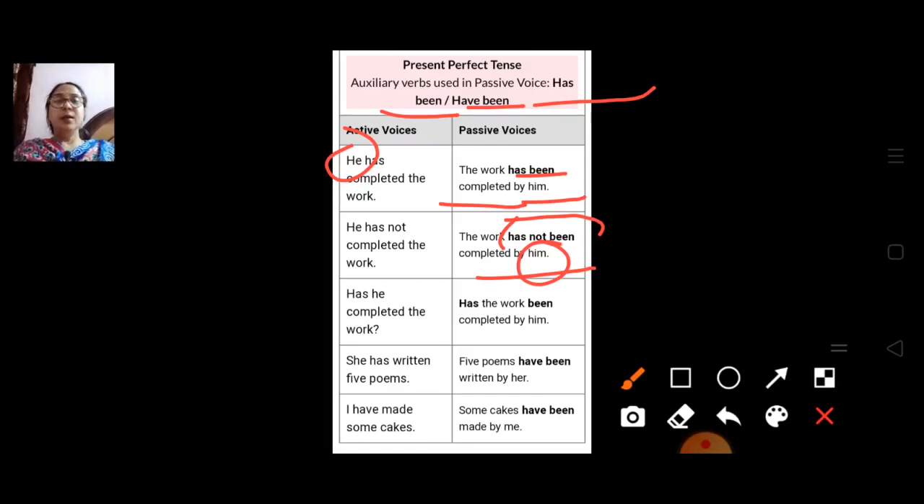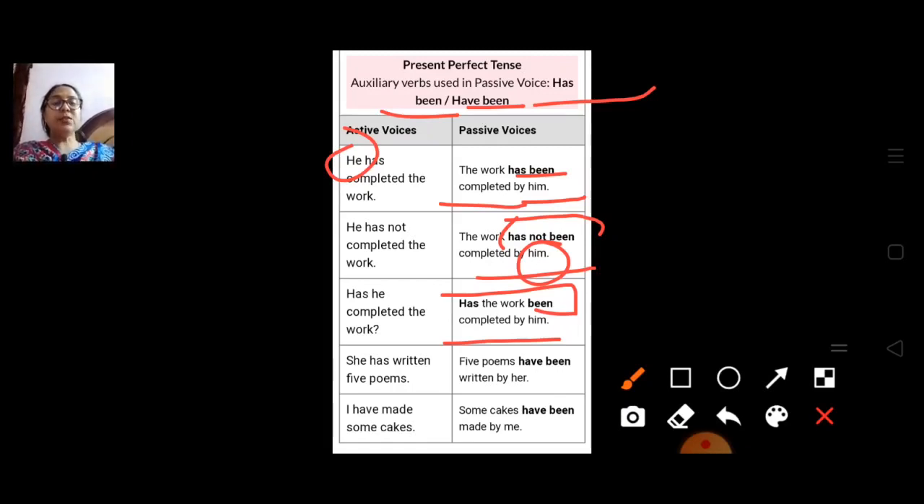Again it is written in interrogative form. Now how are we going to make this sentence in passive voice? Has the work been completed by him? The auxiliary verb will be placed first, because we are making an interrogative sentence. That is why it is placed at the first. So, has the work been completed by him?